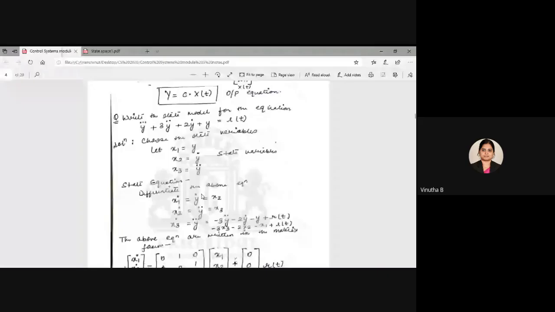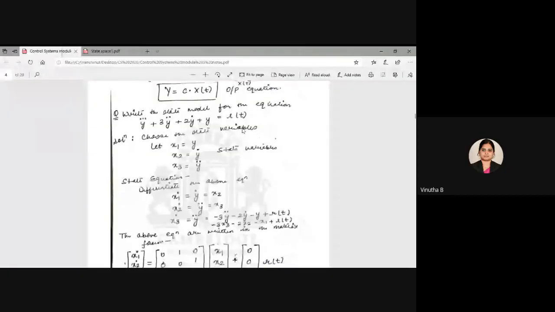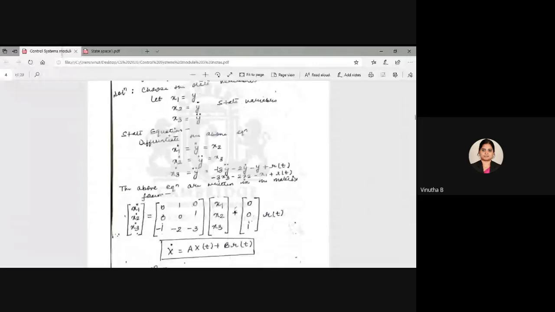Then write down the state equations. x1 bar is equal to y bar, which is x2. x2 bar is equal to y double bar, which is x3. x3 bar is equal to y triple bar, which is equal to, you do not know what, because you have not assigned it to any of the variables. So from this equation, find out what y triple bar is, which is equal to minus 3 y double bar, minus 2 y bar, minus y plus r of t. Now replace those y terms with the corresponding x variables. So this will be minus 3 x3 minus 2 x2 minus x1 plus r of t.